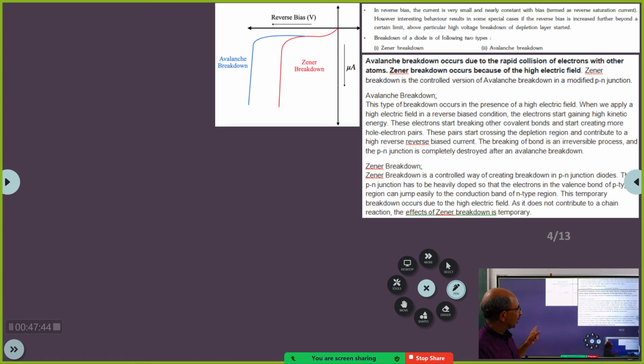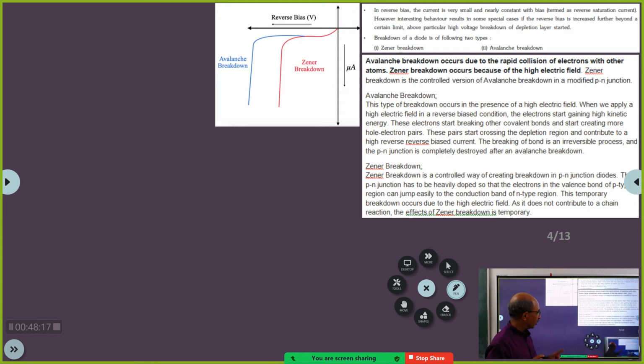Now, avalanche breakdown. This type of breakdown occurs in the presence of high electric field. When you apply a high electric field in a reverse bias condition, electrons start gaining high kinetic energy. These electrons start breaking other covalent bonds and start creating more electron-hole pairs. These pairs start crossing the depletion layer and contribute to high reverse bias current. The breaking of the bond is an irreversible process, and the PN junction is completely destroyed after the avalanche breakdown. I hope I have explained this, and these words are quite concise, precise, and to the point.